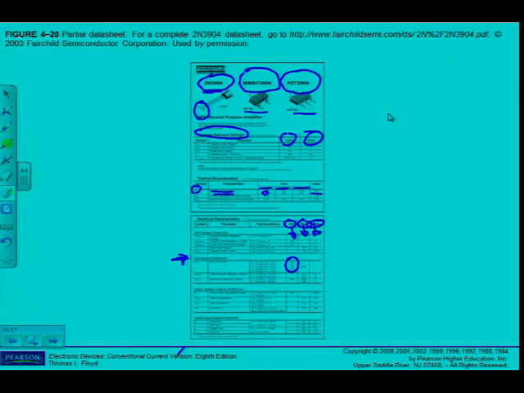But what you're going to do in the lab is to determine or measure the beta value. Hopefully you know how to do that. If not, you're going to find out from the lab technician. He will show you how to determine the beta value of your transistor. And then you will use that value in your calculations and your design for the amplifier.